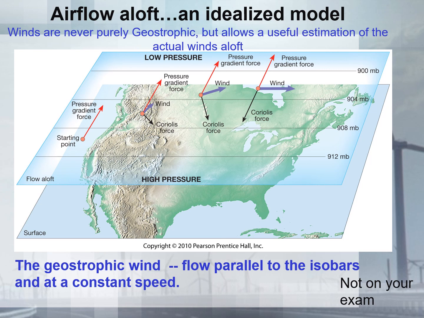This kind of follows up on that slide we just looked at, which will not be on your exam. So an idealized model of geostrophic flow, we're talking airflow aloft, or higher altitudes within the troposphere. We expect that the winds could reach geostrophic flow, where the pressure gradient force and the Coriolis force are balanced, and you would have flow parallel to the isobars and at a constant speed. And we never really actually achieve that, but it does give meteorologists a useful estimation of winds aloft.